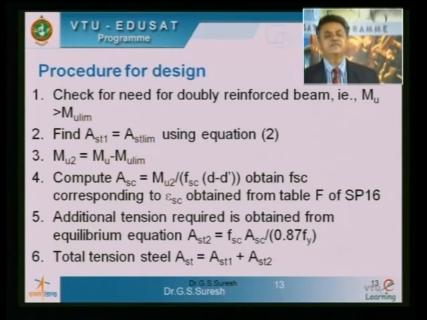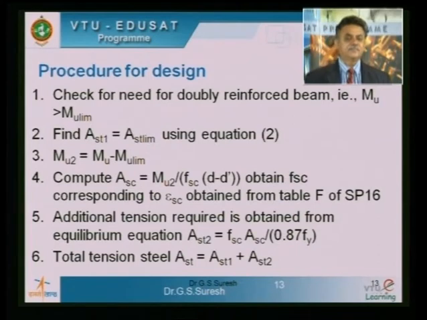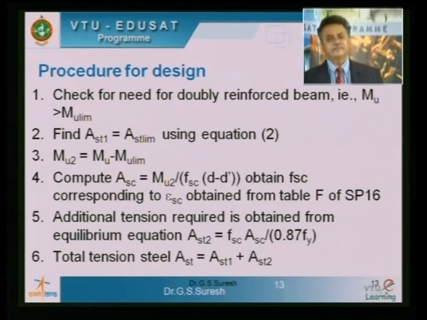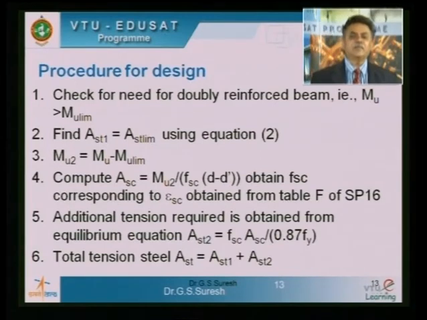So how do I design the section? A detailed design will be done later in a separate chapter. In this chapter, we are trying to only understand the basic concept. So, what do I do? The procedure is like this. Step 1, first you find out whether the given section needs a doubly reinforced section.